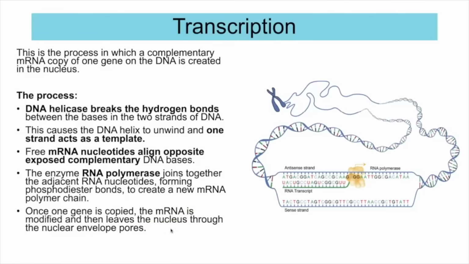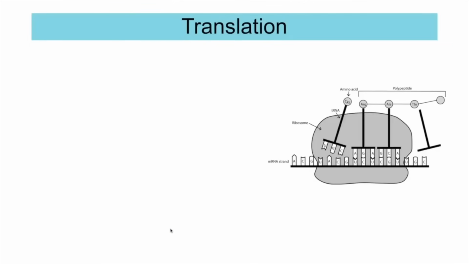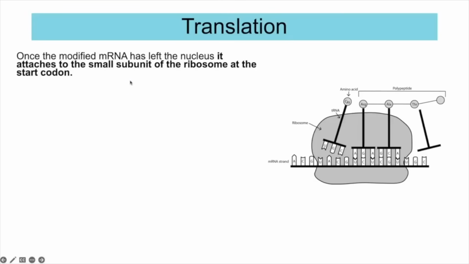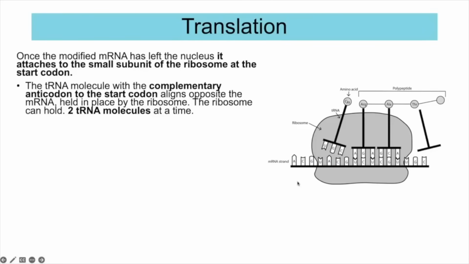And that takes us on to the second stage of protein synthesis, which is translation. So that modified mRNA has left the nucleus through the nuclear pore, and then it attaches to the small subunit of the ribosome at the start codon. The tRNA molecule with the complementary anticodon to the start codon aligns opposite the mRNA, and that is held in place by the ribosome. And as we can see here, the ribosome can hold 2 tRNA molecules at a time, and once the peptide bond is formed, the previous tRNA molecule is detached, and the ribosome then moves along.